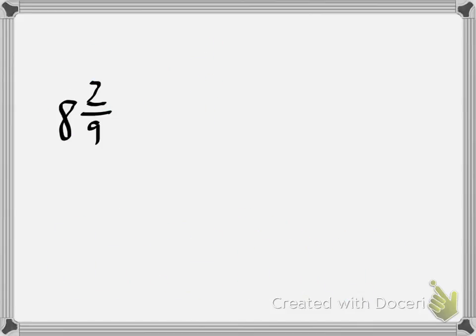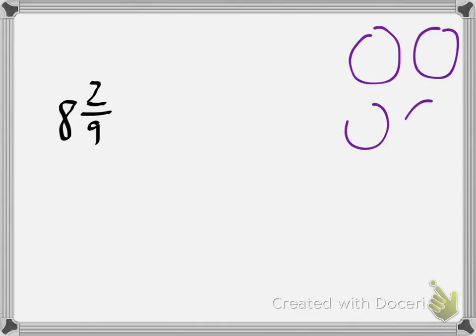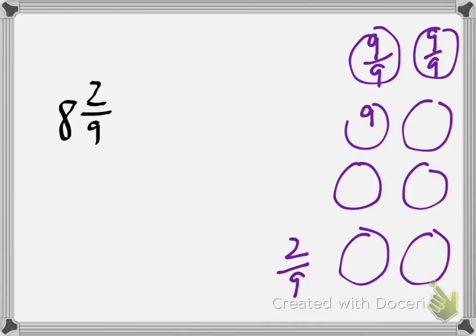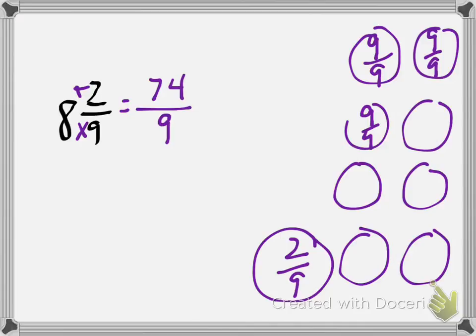Our next one, we have 8 and 2 ninths. So 1, 2, 3, 4, 5, 6, 7, 8, and then we have 2 ninths. Each of these is going to be cut into 9 ninths because 9 ninths make 1. So rather than count all those up, we know we have 8 of these, and each of them is going to give us 9 pieces. So 8 times 9 is 72, plus we already have these 2, so that's going to give us 74 pieces, and the size of the piece is ninths. So 74 ninths is the improper fraction.